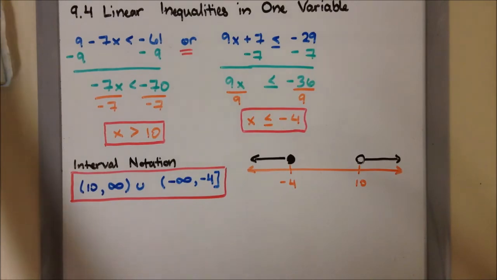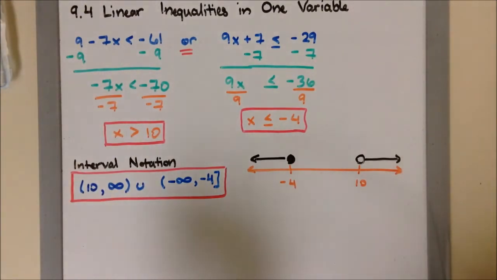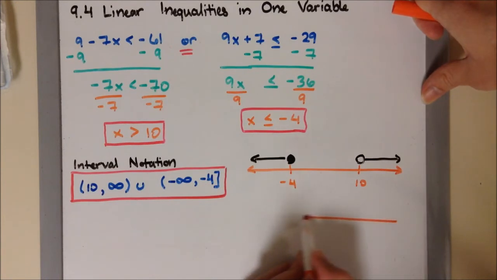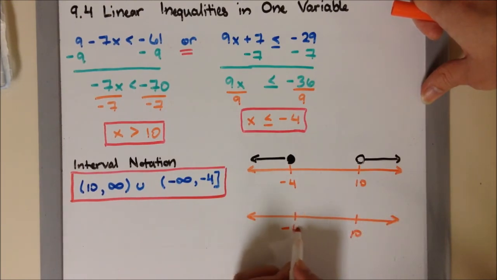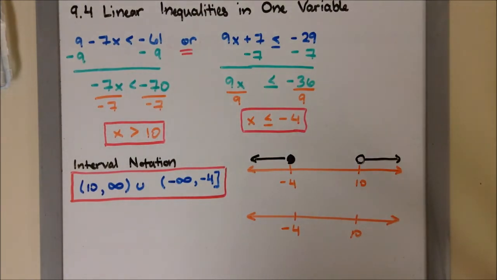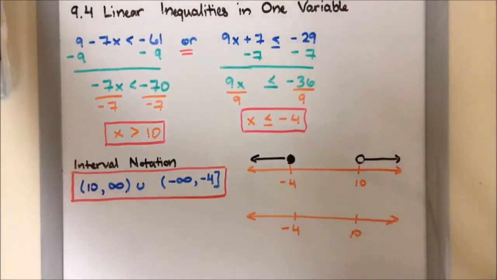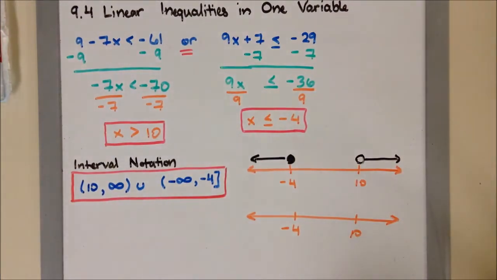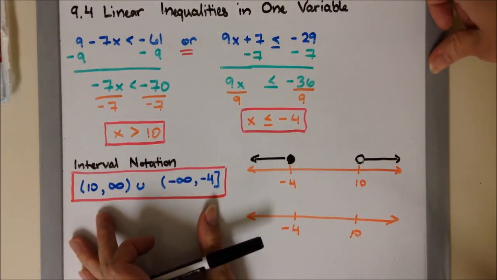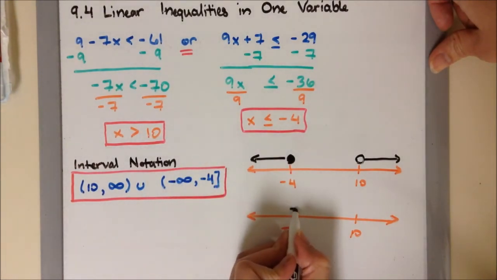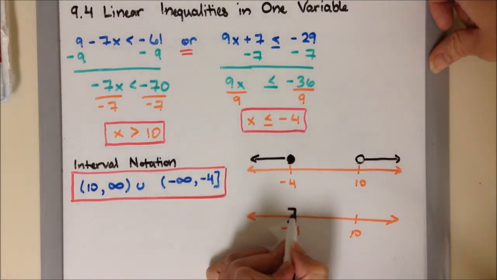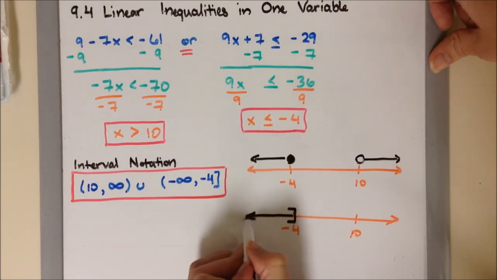Now, if we were to do the other form of the graph, let's draw that. Same thing with the numbers, 10 and negative 4. Let's take a look at our interval notation. At negative 4, we have a bracket, so we're going to draw a bracket, like so. And it's going towards negative infinity, so we draw an arrow, like that.